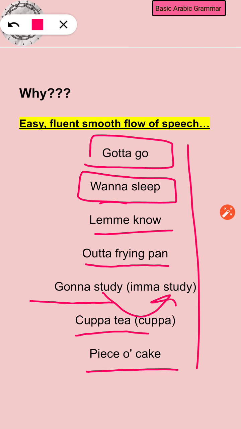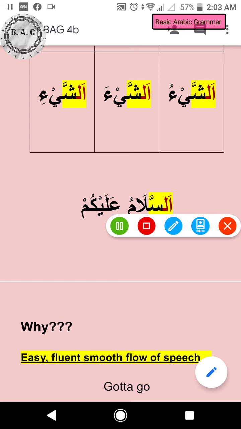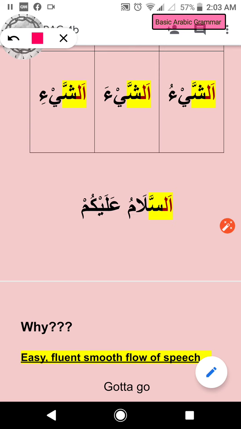All right, so I hope the rationale is quite clear to you. In Arabic, you're going to find many instances while we are doing the grammar where this smooth flow of speech has been taken into account by the Arabs. For the sake of this smoothness, they have devised some rules that directly apply to Arabic grammar. One of the examples is Assalamu alaikum, and the other examples are related to this topic that we're going to cover right now.